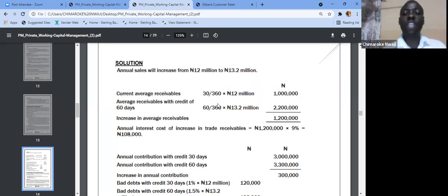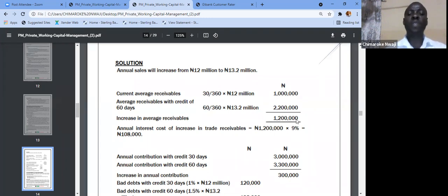Now, if we are to change the credit terms to 60 days and your sales increase to 3.2 million, then your receivables at the end of the day will be 2.2 million. So what is the increase? It means it has increased by 1.2 million. So from 1 million to 1.2 million increase, giving you 2.2 million. So that means your average receivables has increased by 1.2.